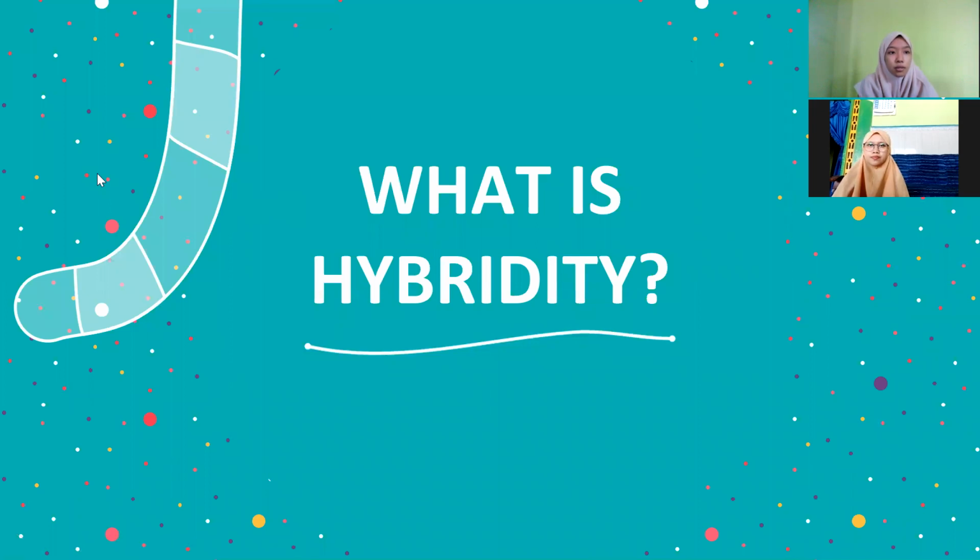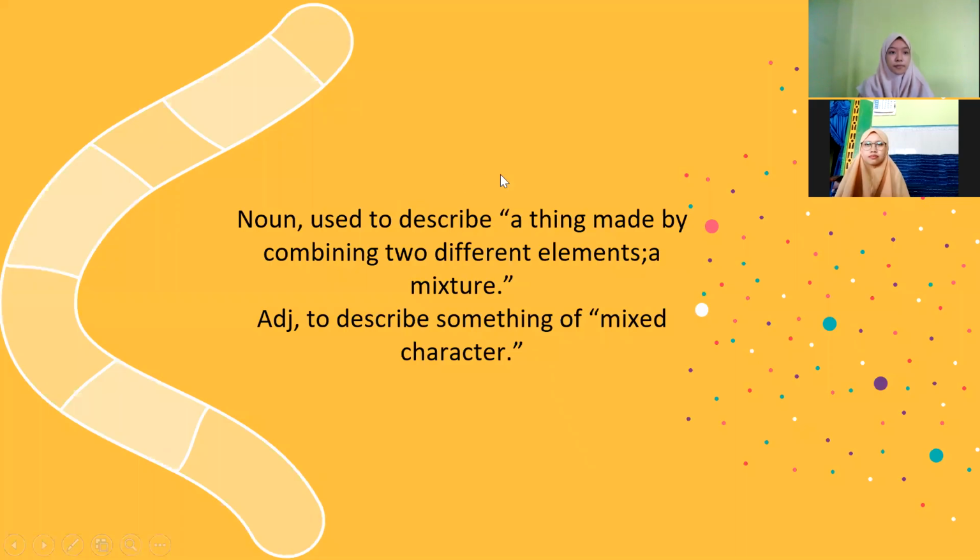So, the explanation about hybridity will be explained by my partner Nana. So what is hybridity? Hybridity as a noun is used to describe a thing made by combining two different elements, a mixture, and as an adjective to describe something of mixed character.